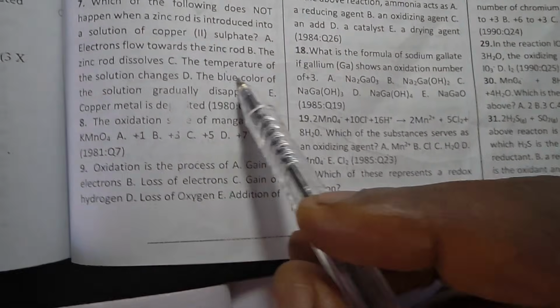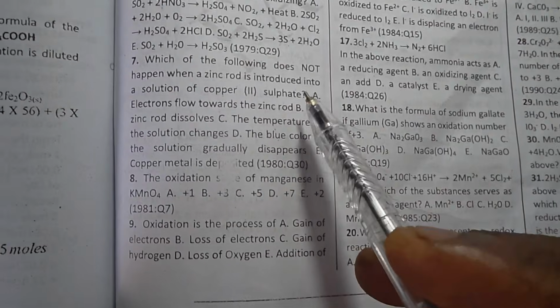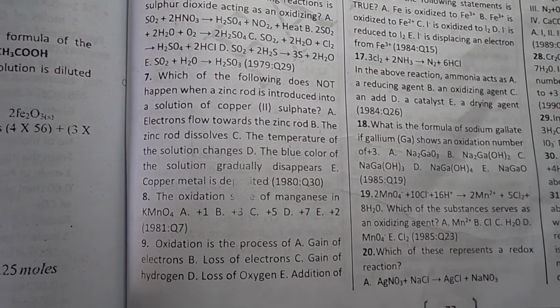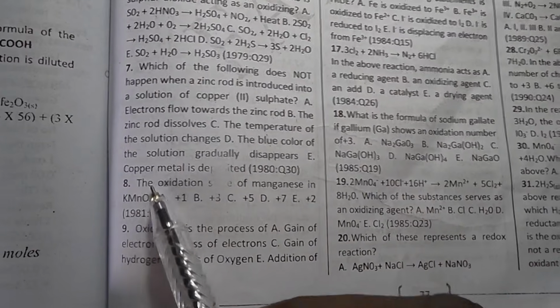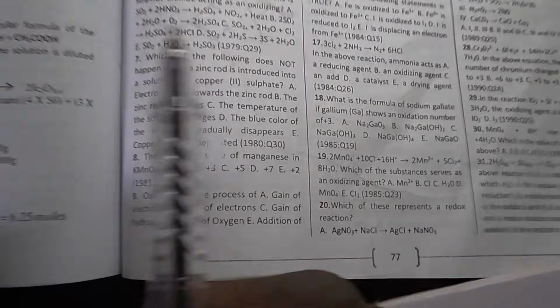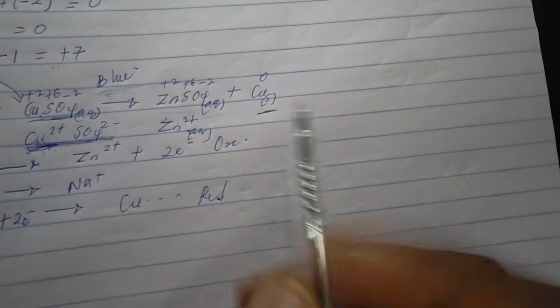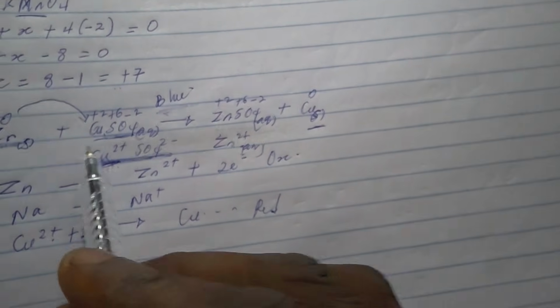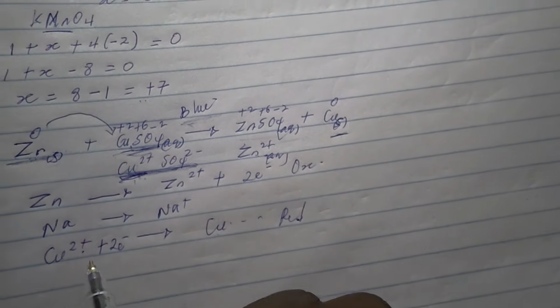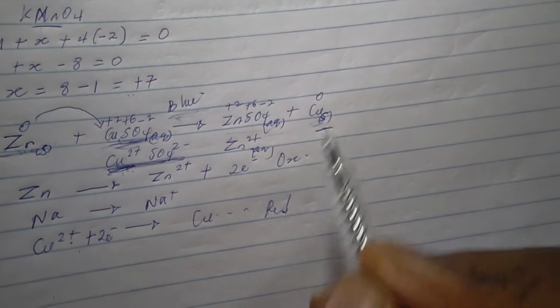That's what option D is saying. Do you understand that? I'm explaining each option because you might see your own question in different formats. So E, copper metal is deposited. Yes, that is true. If you look at this now, what's this one? Copper solid. So it went from the solution, it has gained electrons from zinc, and it has become a solid.